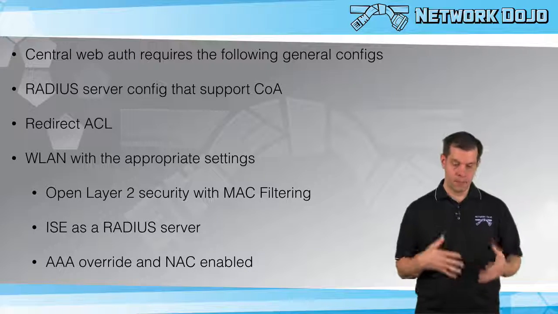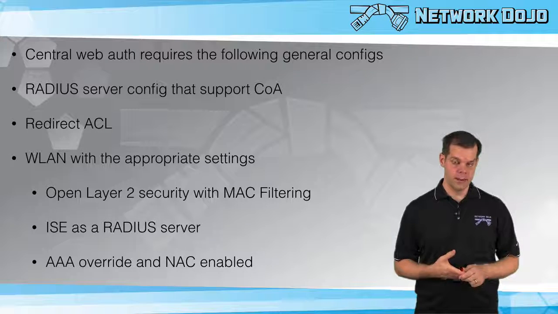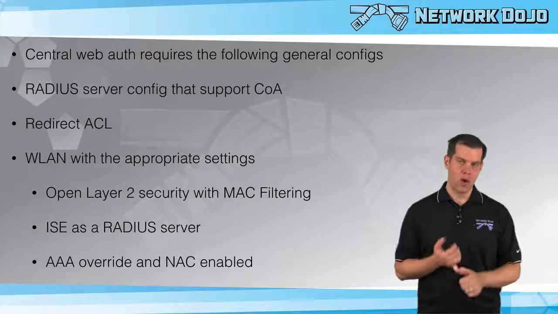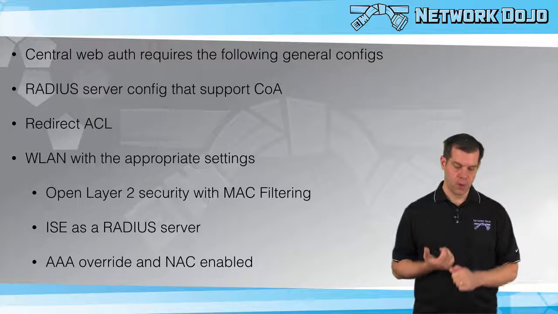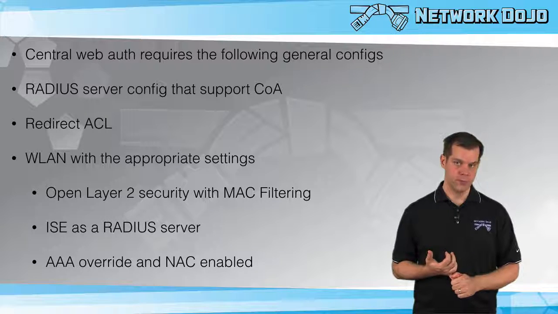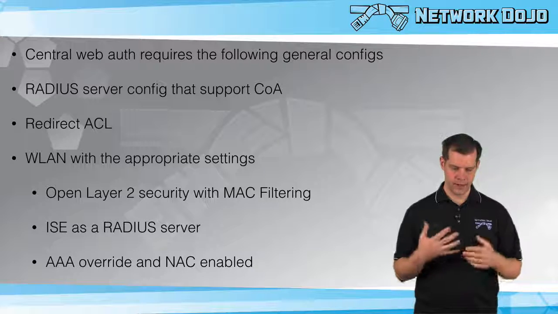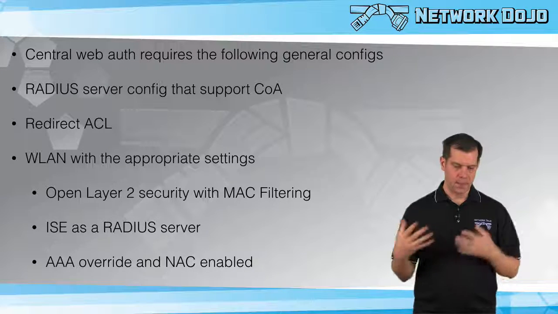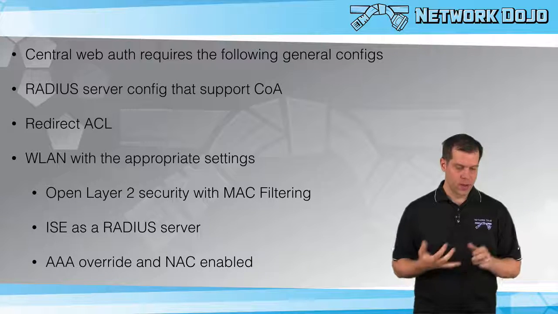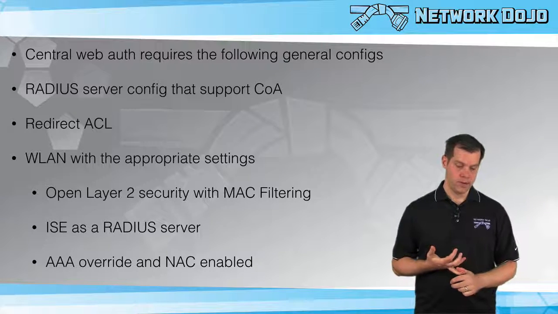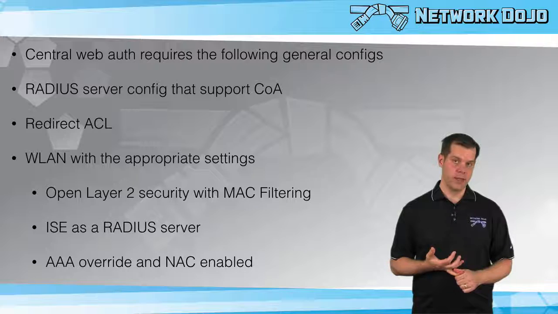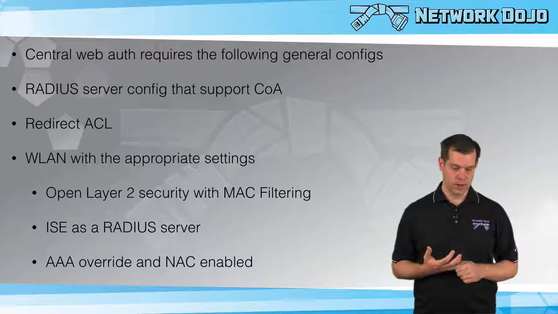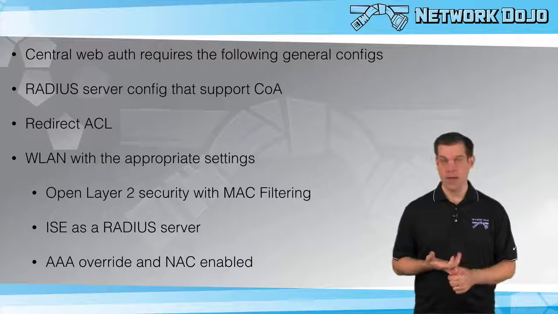So we need the following basic things in the configuration to support Central Web Auth on our IOS-based devices. Number one, a RADIUS server that supports change of authorization. And the CoA config is a little bit more involved than just checking a box that we were used to seeing in the AireOS world. We need a redirect ACL. This is going to be written completely opposite of what we were used to in the AireOS world, so that's a big difference there. And then the WLAN really is the same.